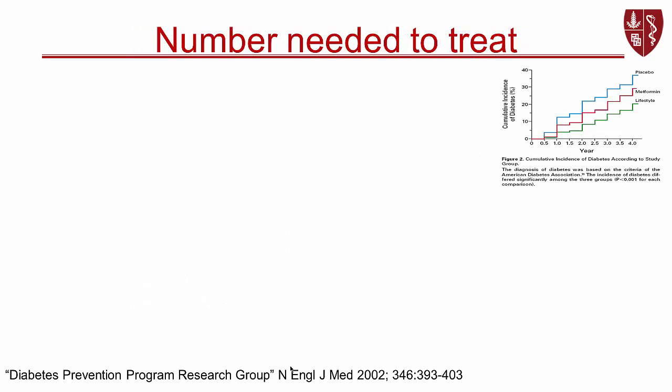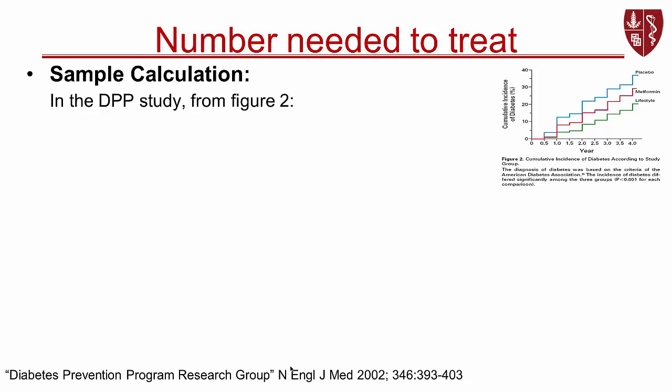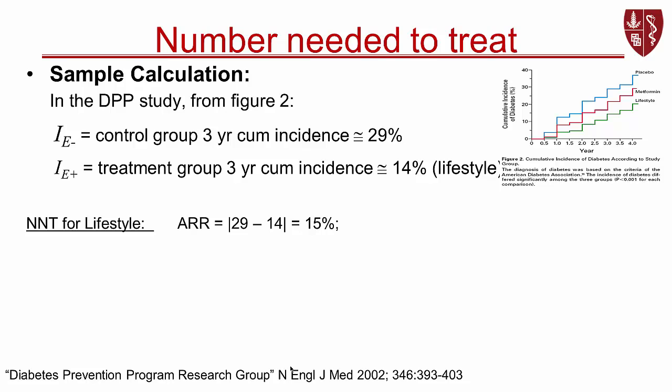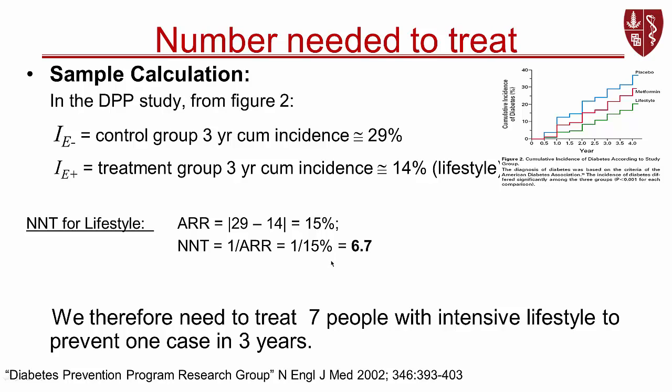Now let's try to estimate that using our DPP study. If I wanted to know from this figure, which gives me the cumulative incidence of developing diabetes in this particular study, what would be the absolute risk reduction if I wanted to compute the number needed to treat for lifestyle? Well, as we noted before, the risk of developing diabetes at 3 years is 29% in the placebo arm, while the risk was 14% in the lifestyle arm. So the absolute risk reduction is 15%. The inverse of that, the number needed to treat, works out to be 1 over 15%, which is 6.7. How do we interpret this? Therefore, we would need to treat 7 people with intensive lifestyle to prevent 1 case of diabetes in 3 years.